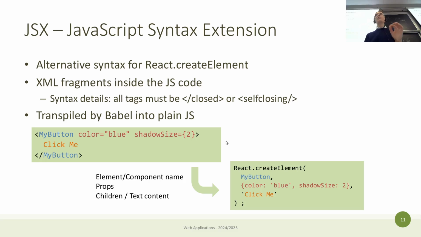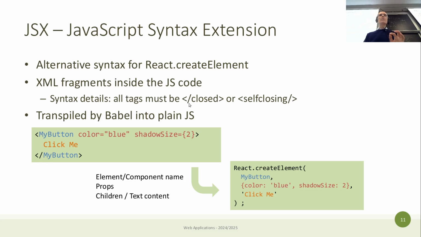Of course, we don't use the previous function to define the trees because it would be a nightmare. It would be really useless from the point of view of usability. So what is JSX? It's just XML fragments inside the JavaScript code. And the syntax is very simple.